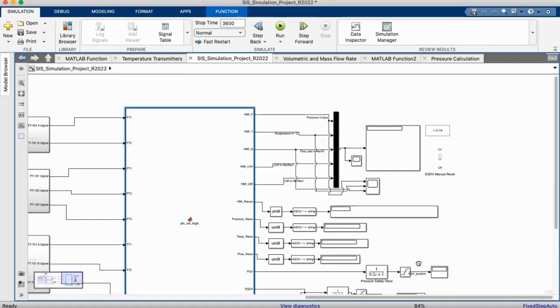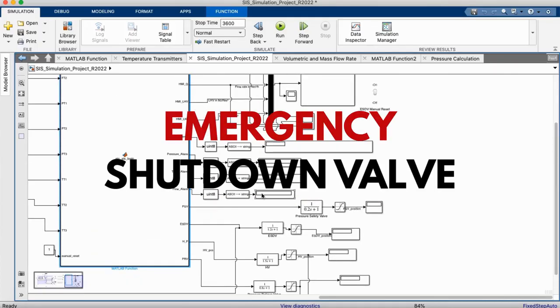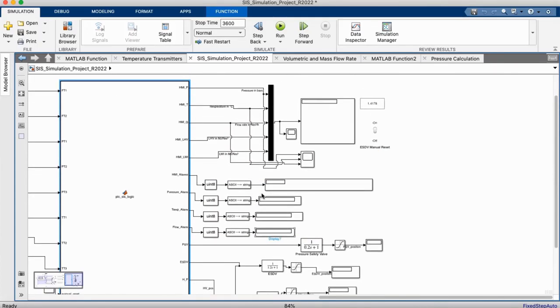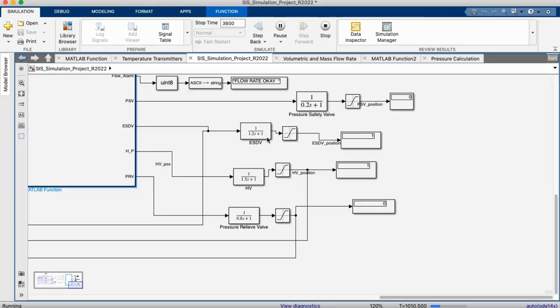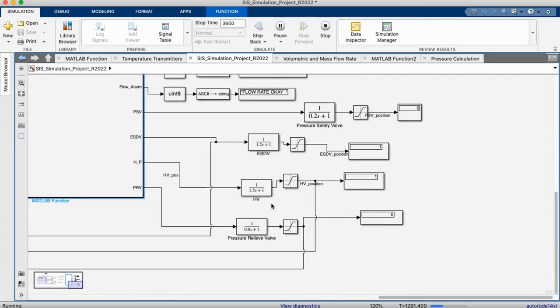Once a trip condition is confirmed, the SIS sends a command to the final elements, including the emergency shutdown valve and control valves. This action isolates the fuel gas supply and brings the system to a safe state. The state of the valves can be seen on the HMI, the human machine interface, by 0 meaning it's closed and 1 meaning it's open.